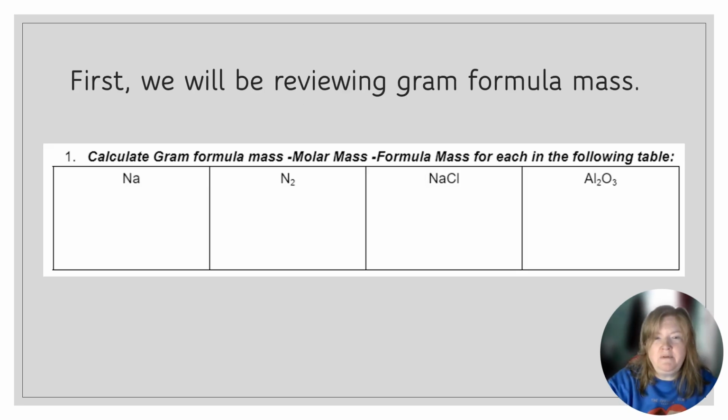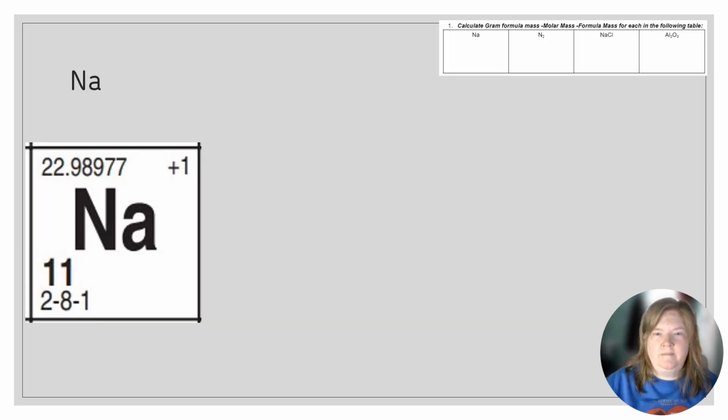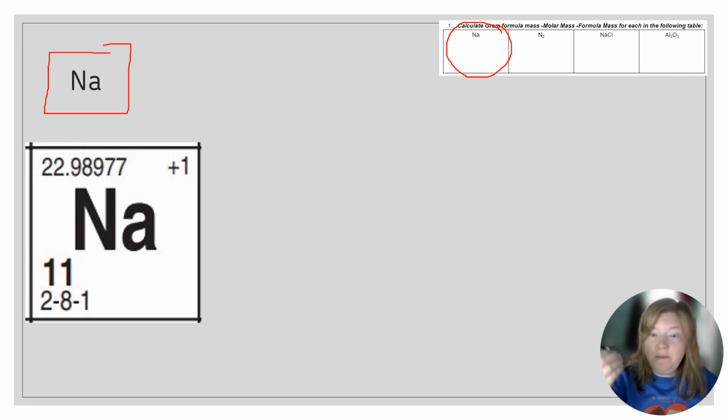All right, first we're going to be reviewing gram formula mass. Okay, we're going to do this one right here, and this is about as simple as it gets. All it is asking me for is to find the gram formula mass or molar mass or formula mass. Those all mean the same thing for just this. This is one singular element, remember, one capital letter. Here's its exact match on the periodic table. There are no subscripts. So all I'm asking is, what is the mass of 1 mole of this?